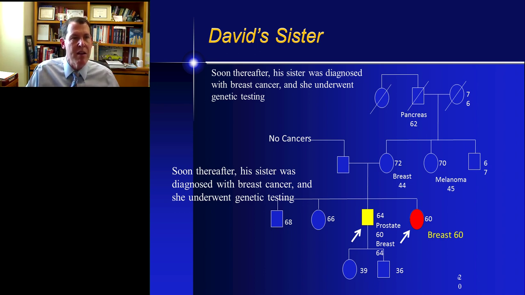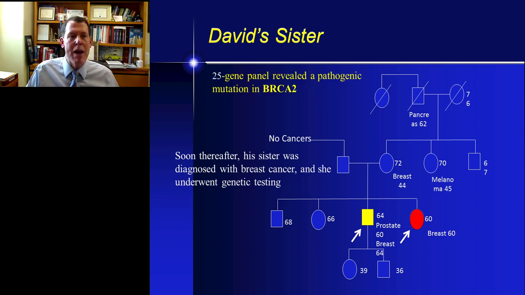So they recommend hereditary cancer testing. And lo and behold, David's sister has a mutation in BRCA2. And then they go back and get a better family history. Turns out that there's, in the generation prior to David and his sister, the mother had breast cancer at age 44. Another sister, Anne, had melanoma at 45. And if we go back yet another generation, there was a grandfather who died at age 62 of pancreatic cancer. So there's actually a fairly robust family history here.